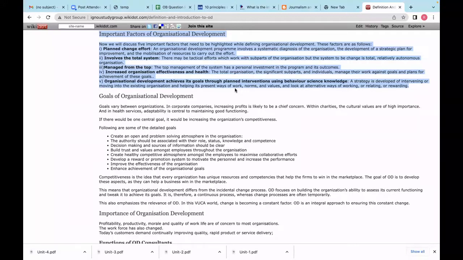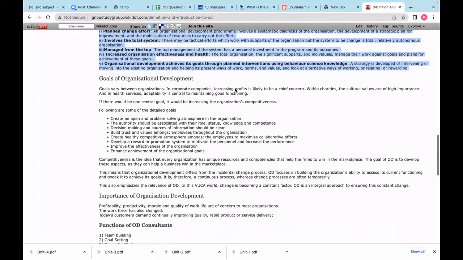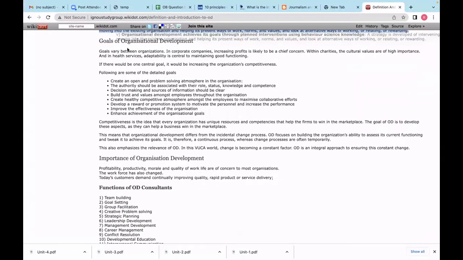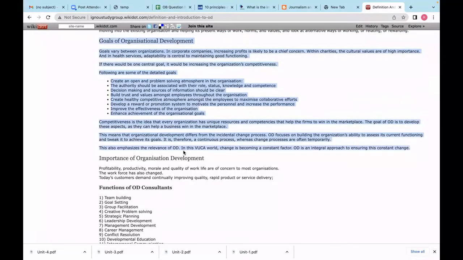Now we are going into goals: what exactly is OD aiming at? Here we talked about a few aspects, like this is going to create an overall impact on the organization and change the underlying culture. First and foremost, the first goal is that it creates an open and problem solving atmosphere. Basically, the entire atmosphere of the organization would be improved for the good. It should be open, and people should be able to solve problems by themselves.